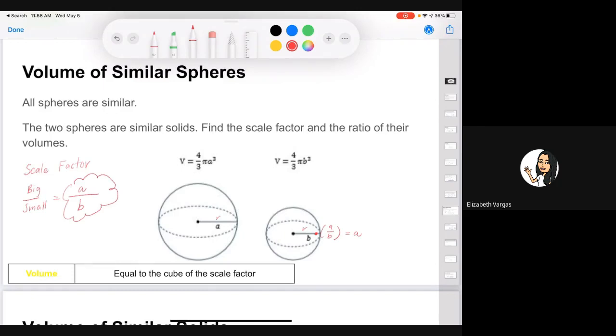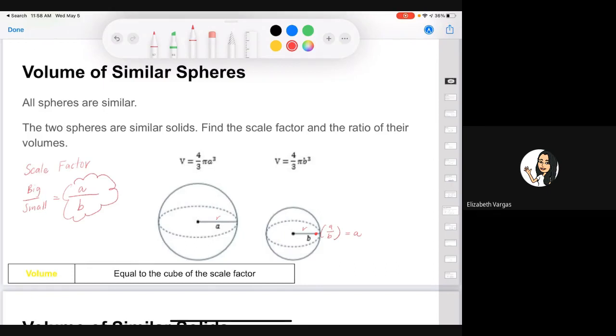That just tells me how my dimensions change. How do my radiuses change in this instance? That's the only dimension I can change. So my scale factor is A over B. Okay? So now it says find the scale factor and the ratio of their volumes.